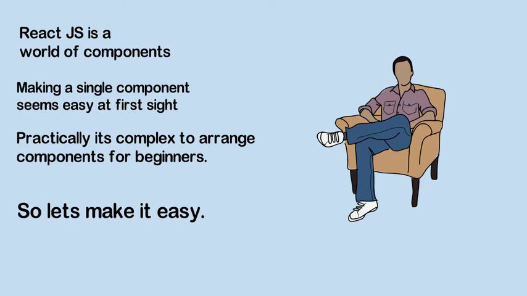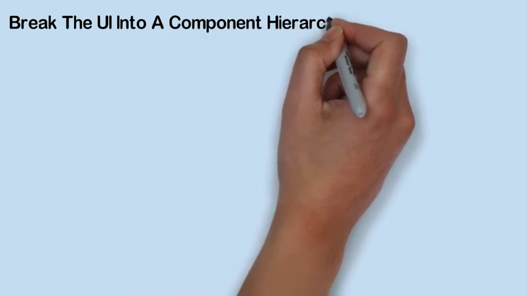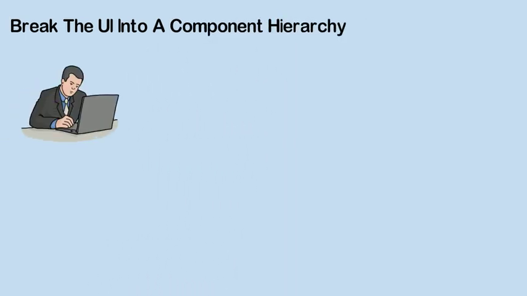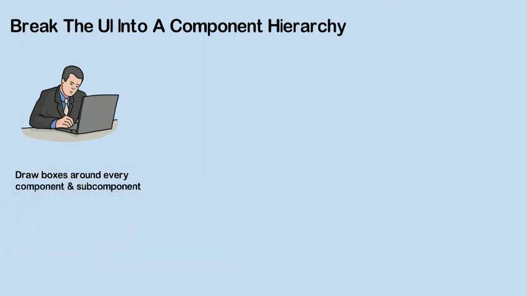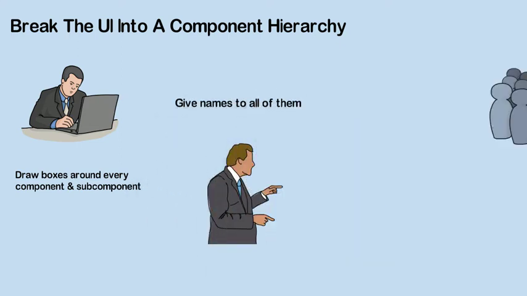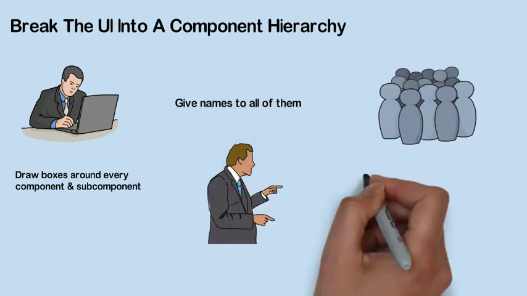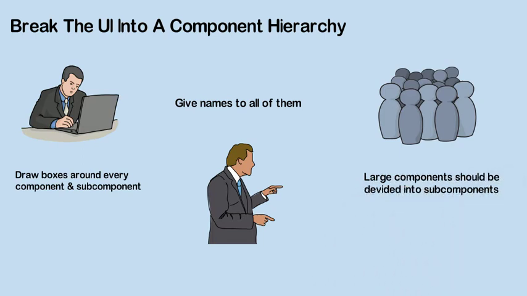Let me explain things theoretically first. The first step is to break the UI components into a hierarchy. That means roughly outlining every HTML DOM element and sub-element. The second is to give a name to all of them. The third is to decompose components as much as possible. A component should ideally do one thing. If it ends up growing, it should be decomposed into smaller subcomponents as much as possible.